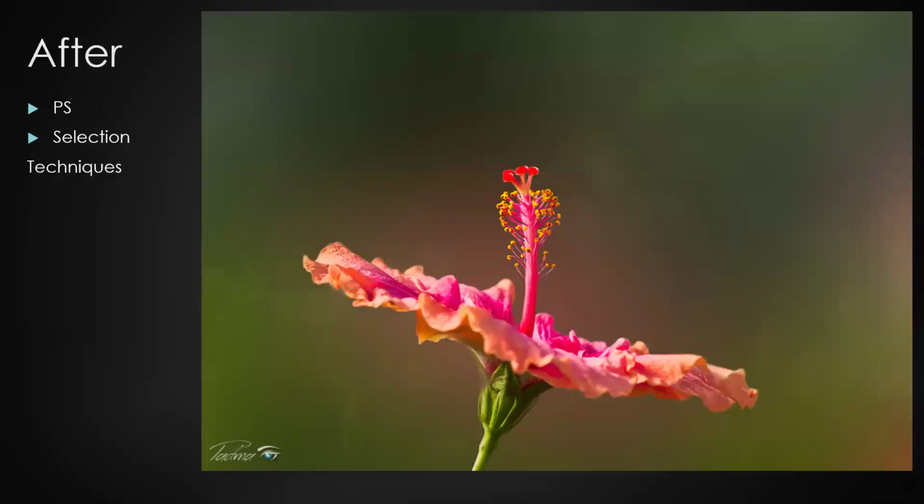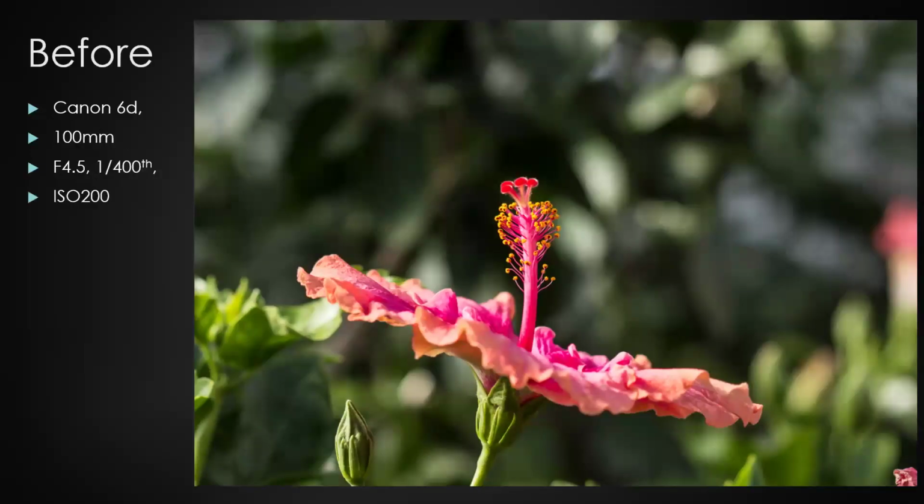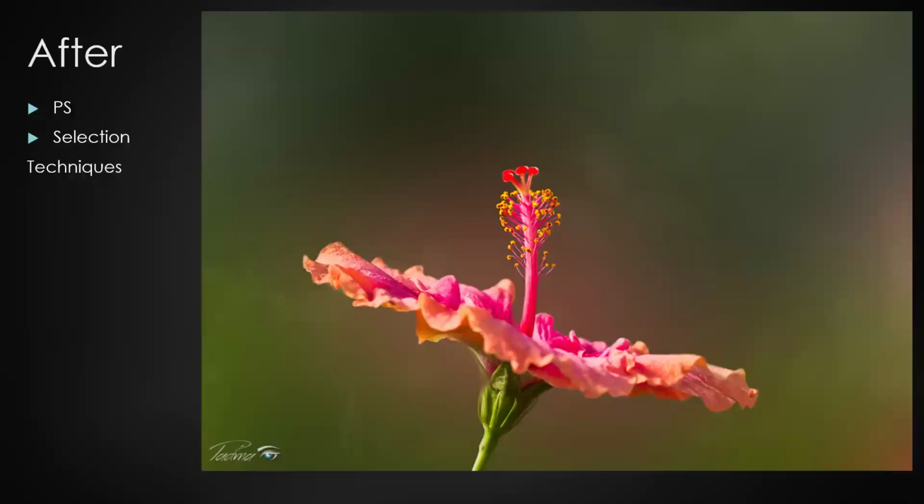By applying a little bit of Gaussian blur and a couple of other blur techniques in Photoshop, I was able to eliminate pretty much all the background distraction. So, for example, that's before and that's after. Basically, what you need to learn in this case is how to select the subject and how not to showcase any problems with the selection process.